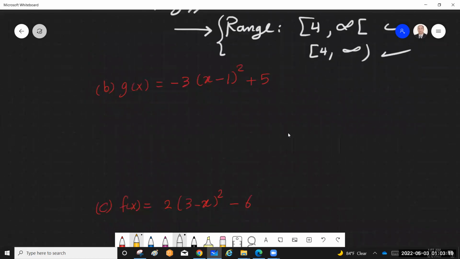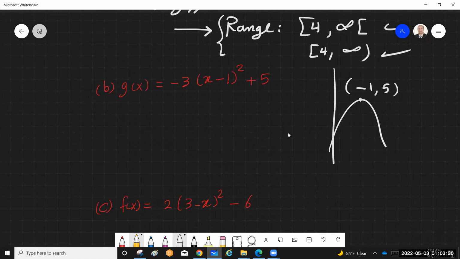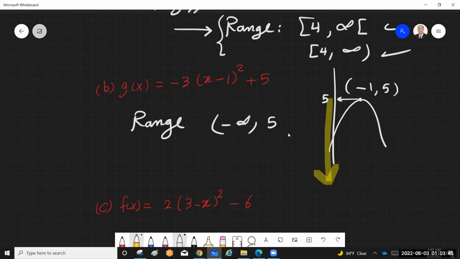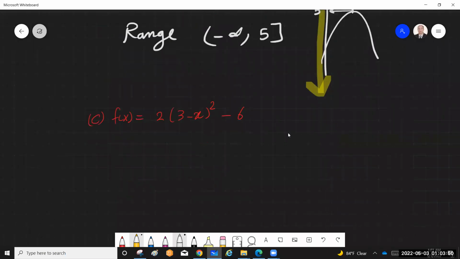This one is also a parabola, opening downwards. Okay. The vertex is negative 1 and 5. So the function exists with respect to the y-axis from this value 5 and goes down like this. So the range is negative infinity to 5 closed. That's it.